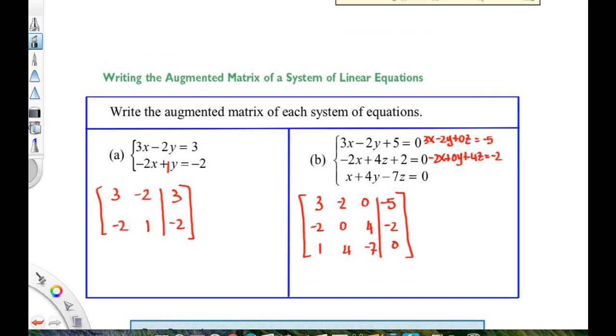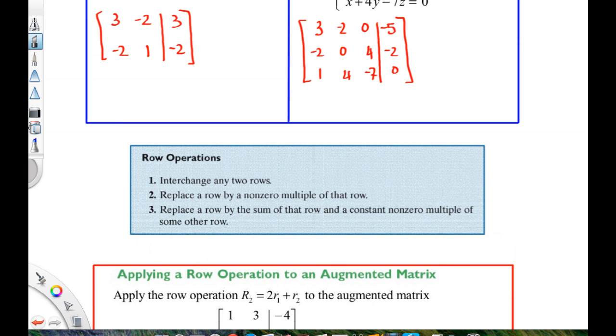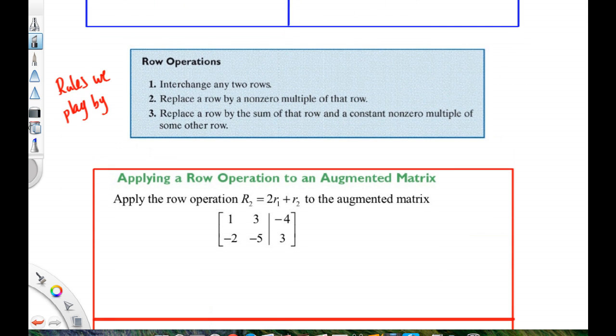Then we get to something we saw earlier in this chapter, and these are the rules we play by. That just means that if we try to solve through matrices, by using a matrix, we can still interchange rows, we can multiply, and we can add and subtract rows. You'll see here what that means in just a second. So let's see what that looks like.